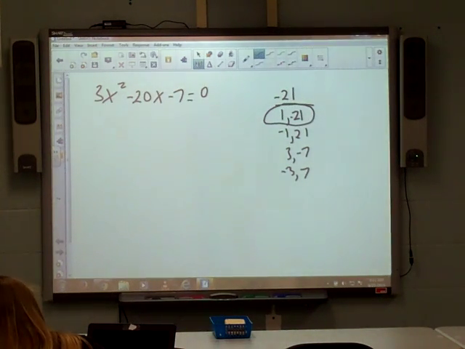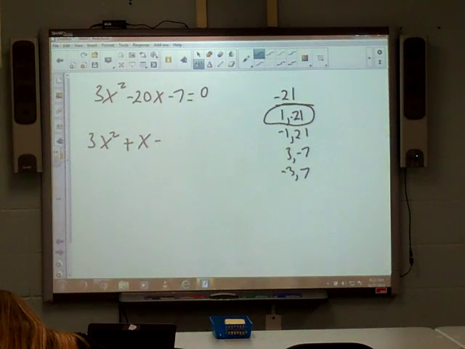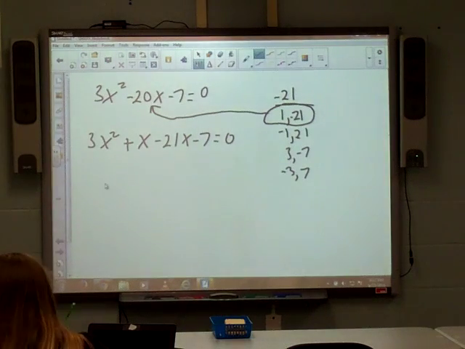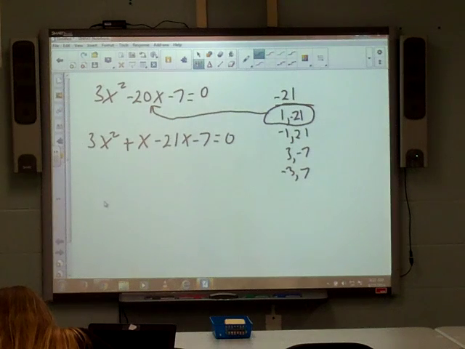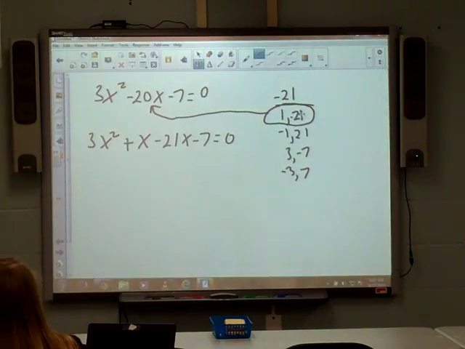Since my a is not 1, we have to set this up by grouping. So I'm going to say 3x squared plus 1x minus 21x minus 7 equals 0. I took my 1 and my negative 21, and since that's the same as negative 20, I replaced negative 20 with them. David, where's the singular x? 1x, right here. 1x, negative 21x.